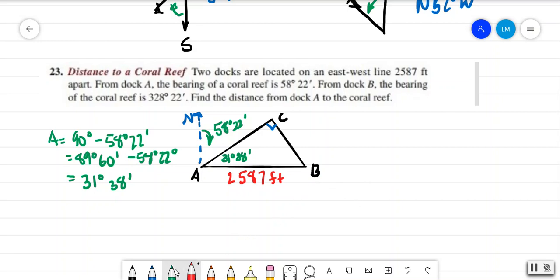Okay. Now, the question also states that the bearing from the coral reef to dock B is 328 degrees and 22 minutes. Now, interestingly enough, basically we're going to do something like this, where we say, well, if that's going to be the case, then we're going to have something like this. So that's the 328 degrees and 22 minutes bearing.